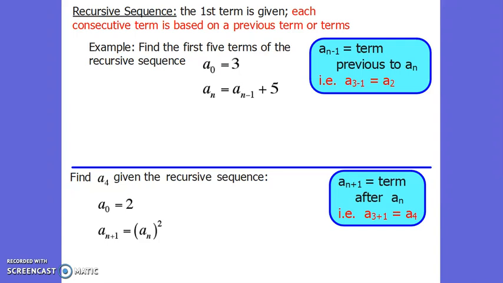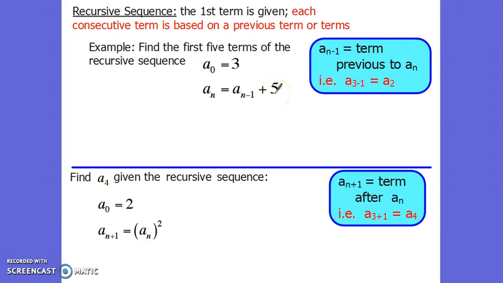So you'll notice that a sub 0, essentially saying the zero term, the initial term, is equal to 3 in the top one. And on the bottom it says a sub 0 equals 2. So the initial term is given as 2. The reason we need that is the formula, the actual recursive sequence formula, is given right below it there. So where you see that it says a sub n equals a sub n minus 1 plus 5.